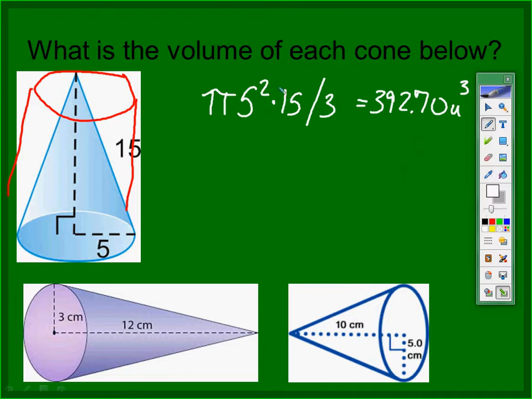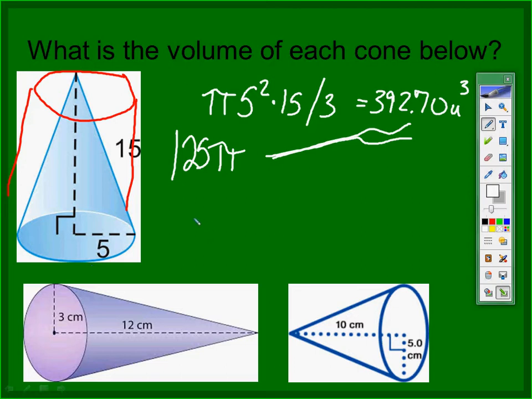392.70. If I did this in terms of pi, I would have pi times 25 times 15 divided by 3. 5 squared is 25, times 15, divided by 3 would be 125. So I'd actually end up with 125 pi. These two answers would be approximately equal. This would be my exact answer. This would be my rounded answer.